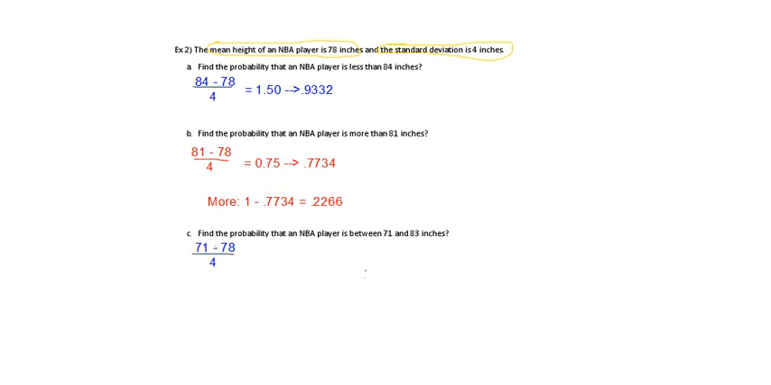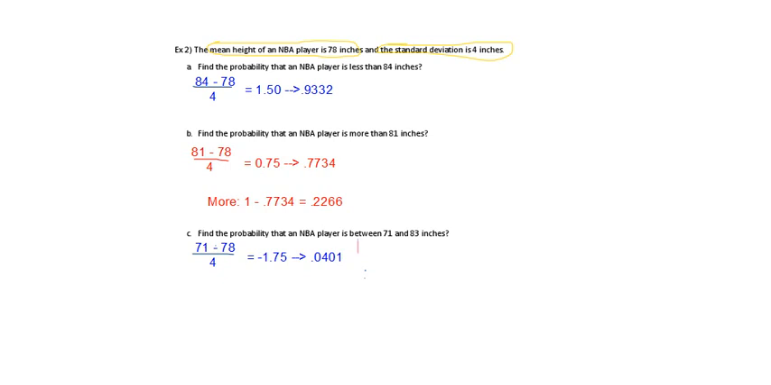If you put that in the calculator, the z-score is going to equal negative 1.75. And if you look up negative 1.75 on the chart, the probability is 0.0401. Okay, good so far. Now we're going to do the same thing for 83.